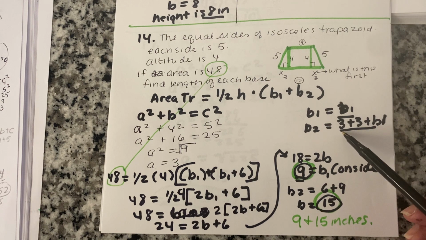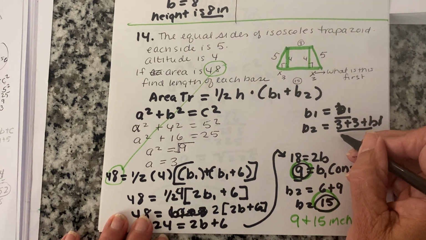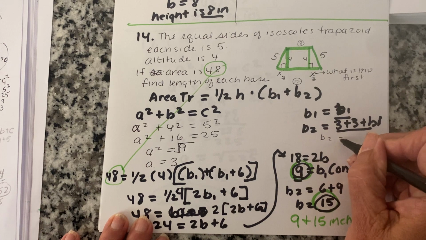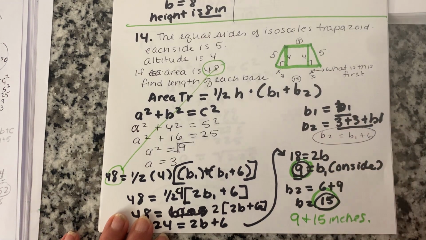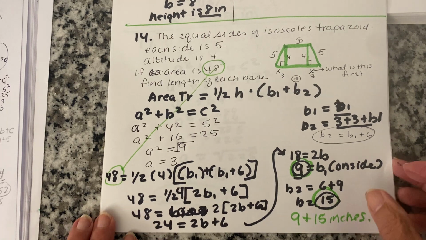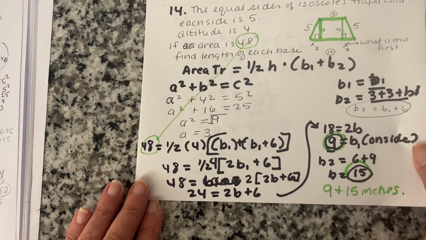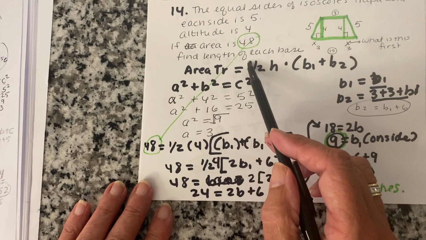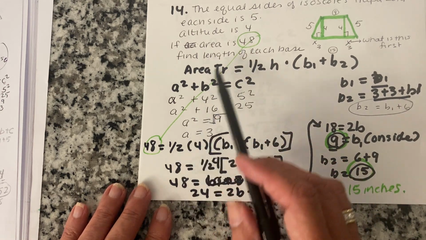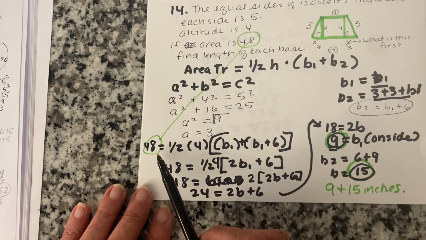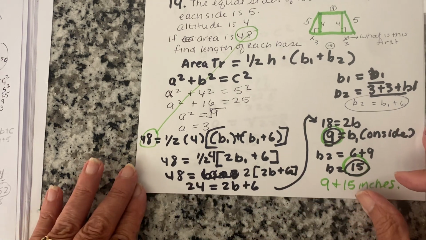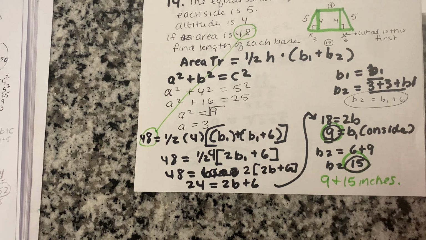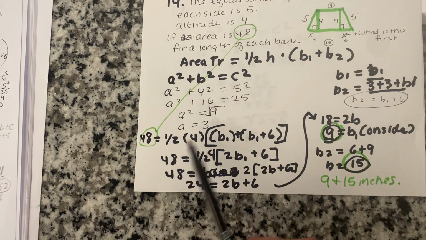So base 2 will equal base 1 plus 6. We're doing one of these algebraic things, aren't we? So let's go down how to work it out. I just took this formula here, and we know the area is 48. So I filled in 48, and you can follow along. So we have 48 equals 1/2.